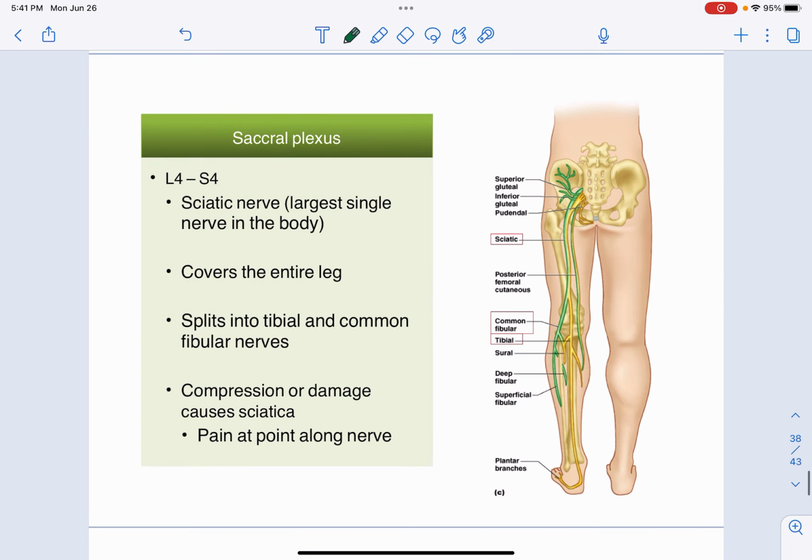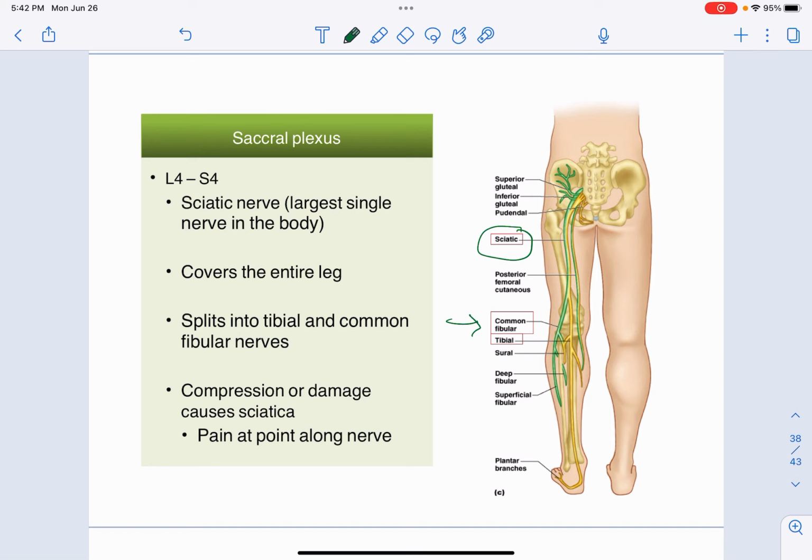And then finally is the sacral plexus. The most important nerve that comes from the sacral plexus is the sciatic nerve. This is the single largest nerve in the body. It covers the entire leg. And it actually splits into the tibial and common fibular nerves. So it's going to split here. And again, it's going to take on the name of that anatomical region. It's the same nerve, but as we move down through anatomical regions, it's going to take on the name of that region. Okay, so that's what those two nerves are.